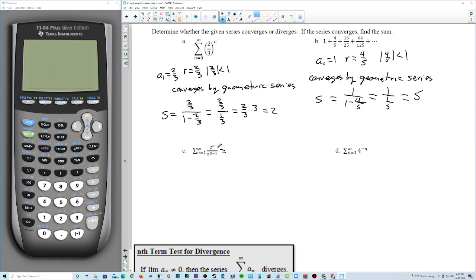Let's list out the terms here. When we plug 1 in, we get 2 over, well, 5 to the 0 is 1, so we get 2. Then when we plug 2 in, we get 4 over 5, 4/5. So then when we plug 3 in, we get 8 over 25. So a sub 1 is 2, and r is, we're multiplying by 2/5 on this. This is geometric. The absolute value of 2/5 is less than 1, so this converges by geometric series.